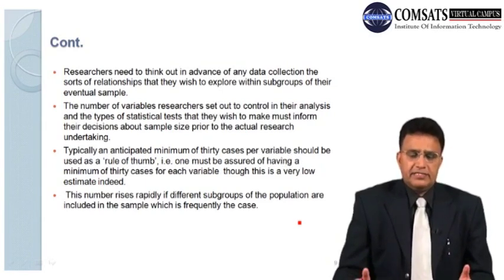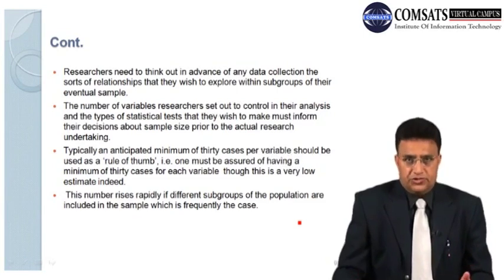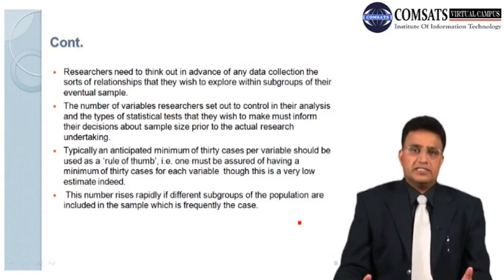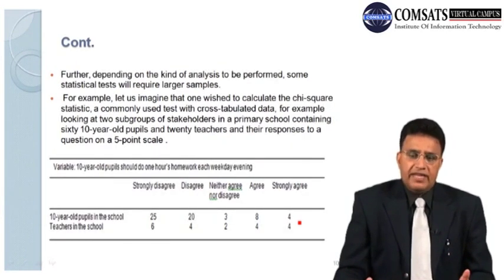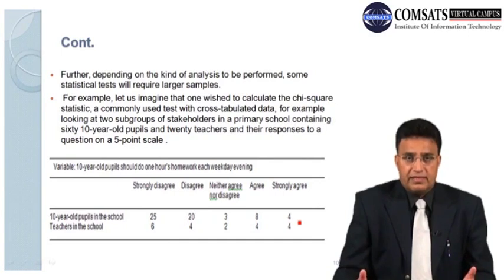So typically, an anticipated minimum of 30 cases per variable should be used as a rule of thumb. That is, one must be assured of having a minimum of 30 cases for each variable, though this is a very low estimate indeed. This number rises rapidly if different subgroups of the population are included in the sample, which is frequently the case. In most research, they are not homogeneous groups, but subgroups within a bigger group. Further, depending on the kind of analysis to be performed, some statistical tests will require larger samples than the sample of 30.